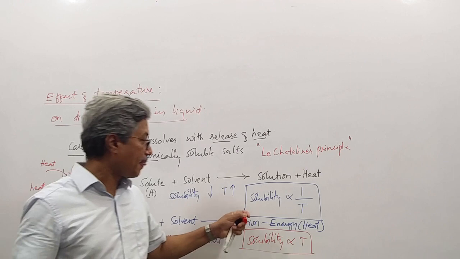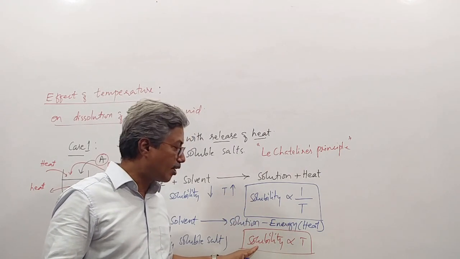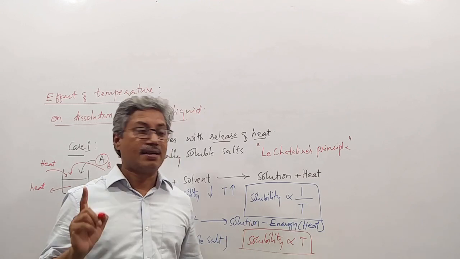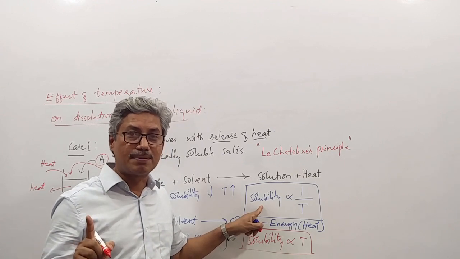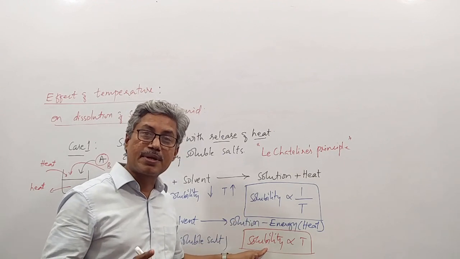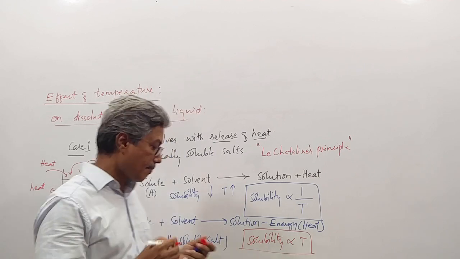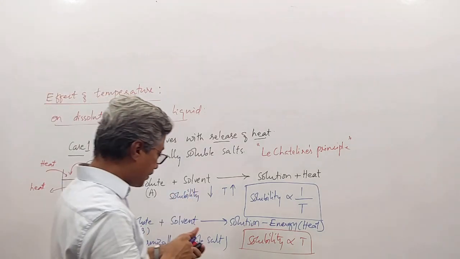See, students, here. Solubility inversely proportional to temperature. Solubility directly proportional to temperature. Both are correct. But inversely proportional to temperature holds good for exothermically soluble salts. Directly proportional to temperature holds good for endothermically soluble salts. Clear? Okay.